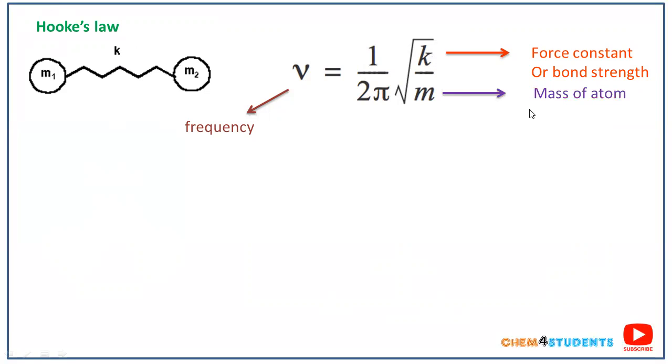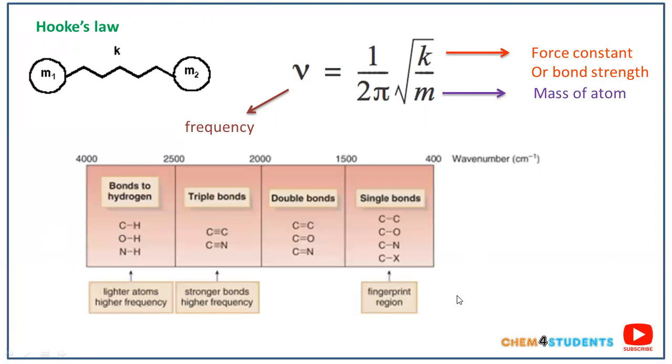And the next one is mass of atom. Here frequency is inversely proportional to mass. So when we have lighter weight atoms, we get a higher frequency. I can explain with this picture. Here these lighter atoms have higher frequency, and these triple bonds have higher frequency. Why? Because the triple bond has a higher force constant or bond strength than double bond and single bond. So this is about Hooke's law, which tells about the bond position of the spectrum.